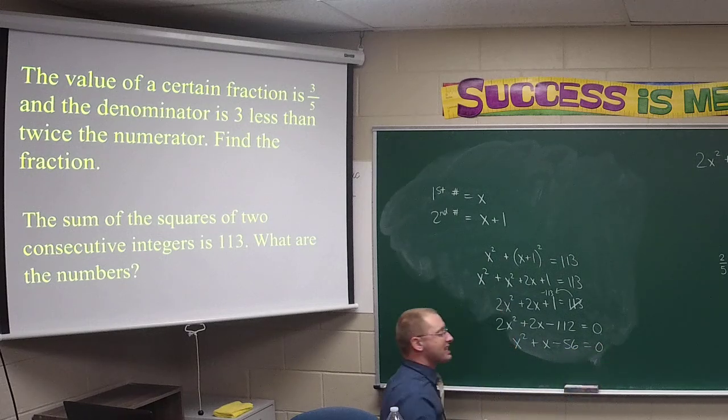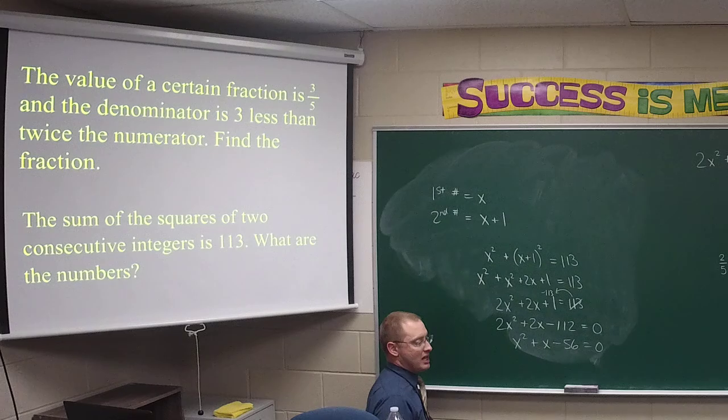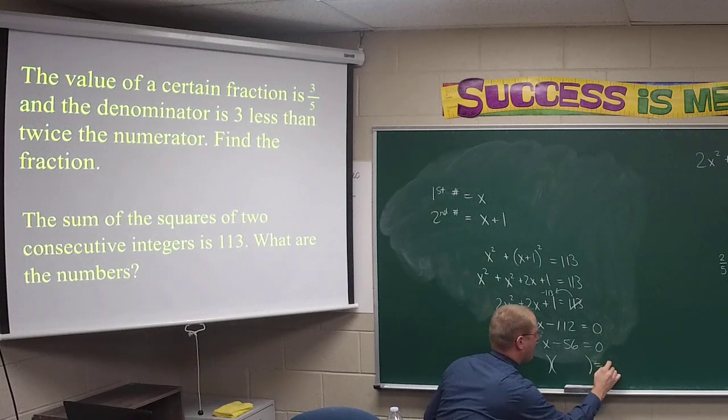There we go. And then once it's set equal to 0, and once I've made it a little simpler by knocking a 2 out, class, my next step is to, well, in general, factor, right? Backwards FOIL, in this case, good brain. And what do we get when we backwards FOIL?